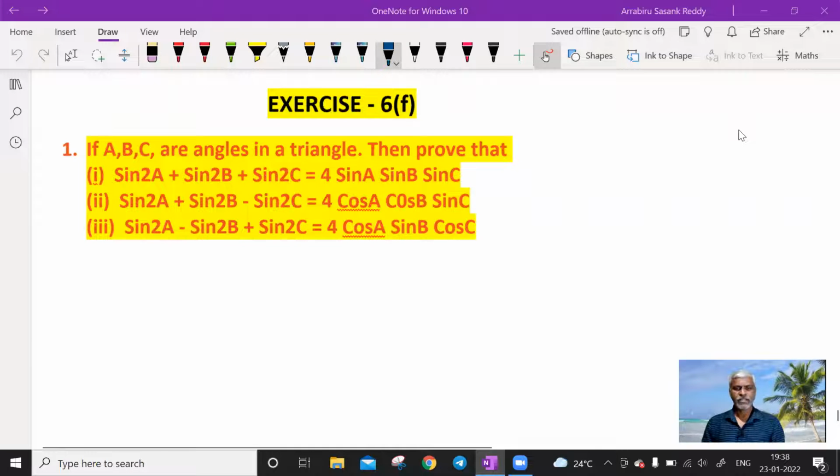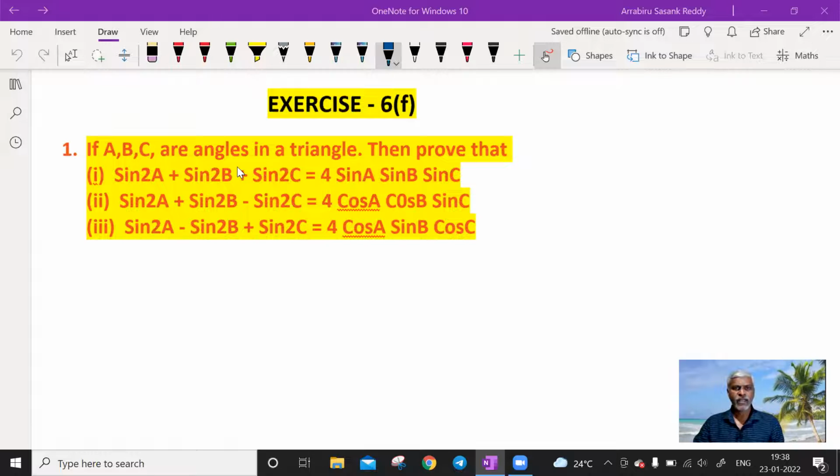Welcome to mathematics class, trigonometric ratios up to transformations, part 21. Let us solve some important long answer type questions from the exercise. Very important questions from exercise 6F.